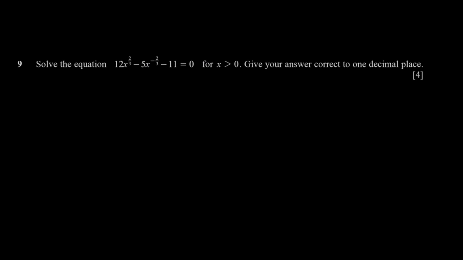Okay, here we are in question 9. We want to solve this equation, giving our answer correct to 1 decimal place. The best way to do this type of question is with a substitution. Let u equal x to the power of 2/3. Then I can change this equation to 12u minus 5u to the power of negative 1 minus 11 is equal to 0. And u to the power of negative 1 is the same as 1 divided by u, so I could write it like that if I wished.